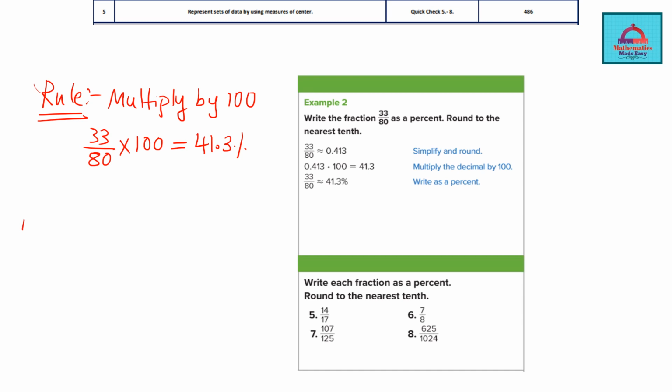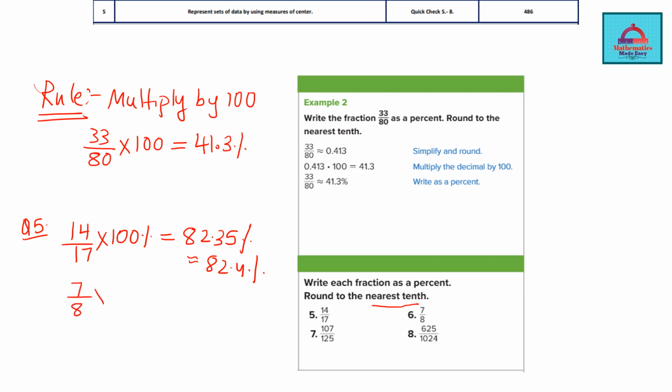So for question number 5, you have 14 over 17, the fraction. Now you just multiply it with 100 and convert to percentage. So this is going to be equal to 82.35. Now it says round off to the nearest tenth. That means one decimal place. So this percent would be equivalent to 82.4%. Similarly, you can do the remaining.